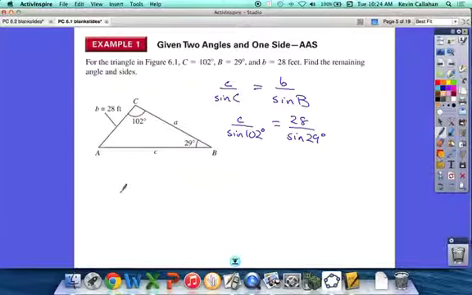How will I solve for C? I mean, you could cross multiply, but why not just multiply both sides times the sine of 102? Cancel this denominator, you're done. Right? You could take a step and do that, now you still got to take one more step. So just multiply both sides by this sine of 102, you're going to get C equals 28 times the sine of 102 divided by the sine of 29. And that, you just put in the calculator.